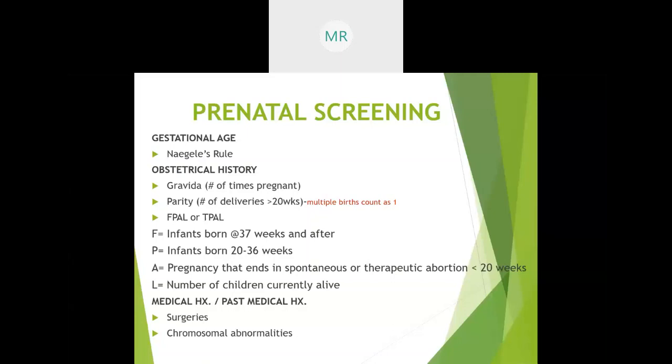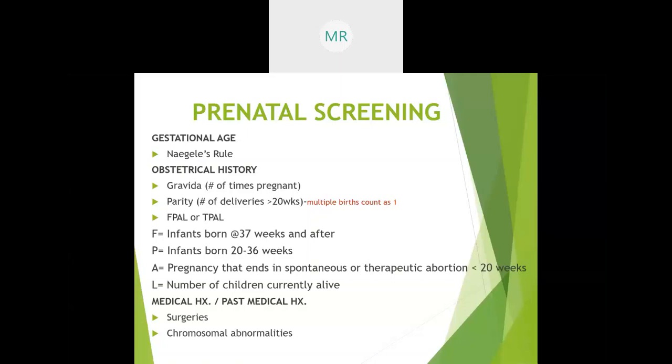After that, when we have the OB history, we explain a little bit further what's happening, and usually we'll do the FPAL, all those numbers. Let's say mom had twins. Were they full-term infants born at 37 weeks and after? No. So full term will be 0, and then P is infants born between 20 and 36 weeks.